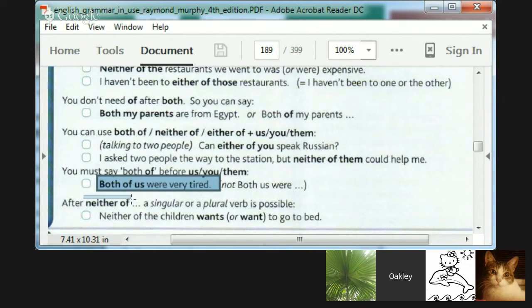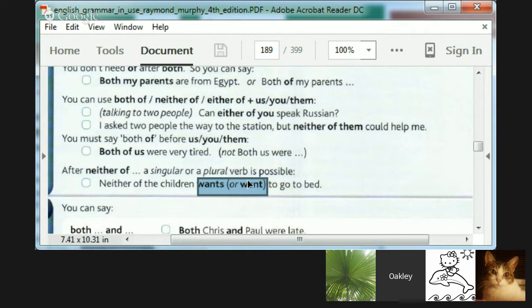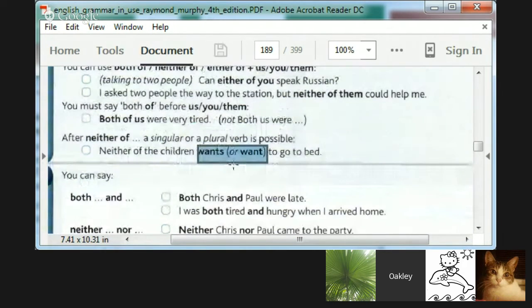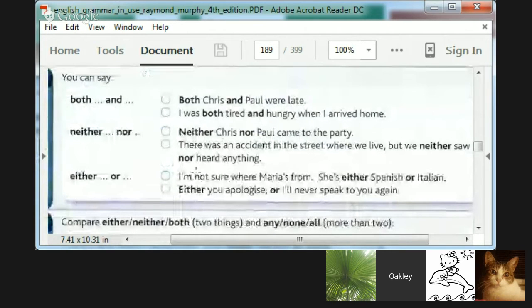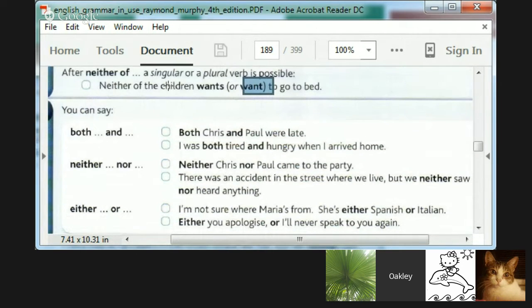Okay. After neither, or neither of, rather, a singular or a plural verb is possible. Okay, so they say. Right, and I just explained that. That is somewhat controversial. Here, okay, right. I would use the plural. Neither of the children want to go to bed. Personally, that's totally my opinion.